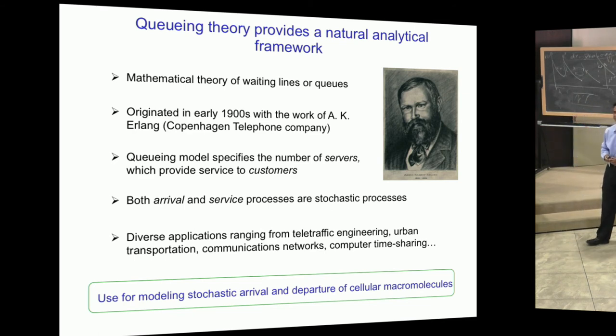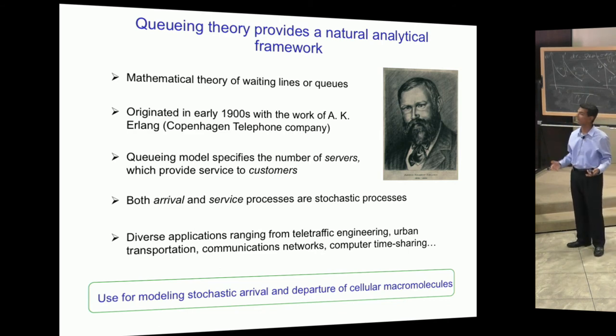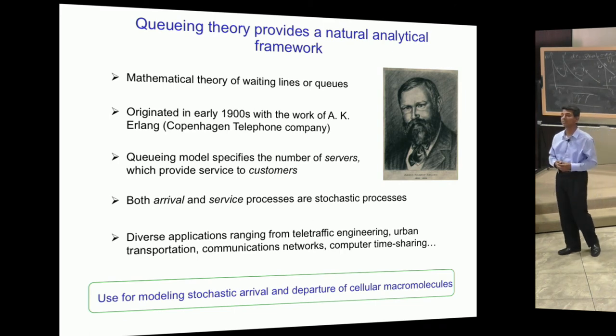Basically what queuing theory deals with is a process in which customers arrive according to some random process. You pick up your phone, decide to call your friend. So there's some random process governing customer arrival, and then you stay in the queue for some random time, and then you leave. It sounds very mundane, but this is the basic thing. Both the arrival and service processes are stochastic processes.